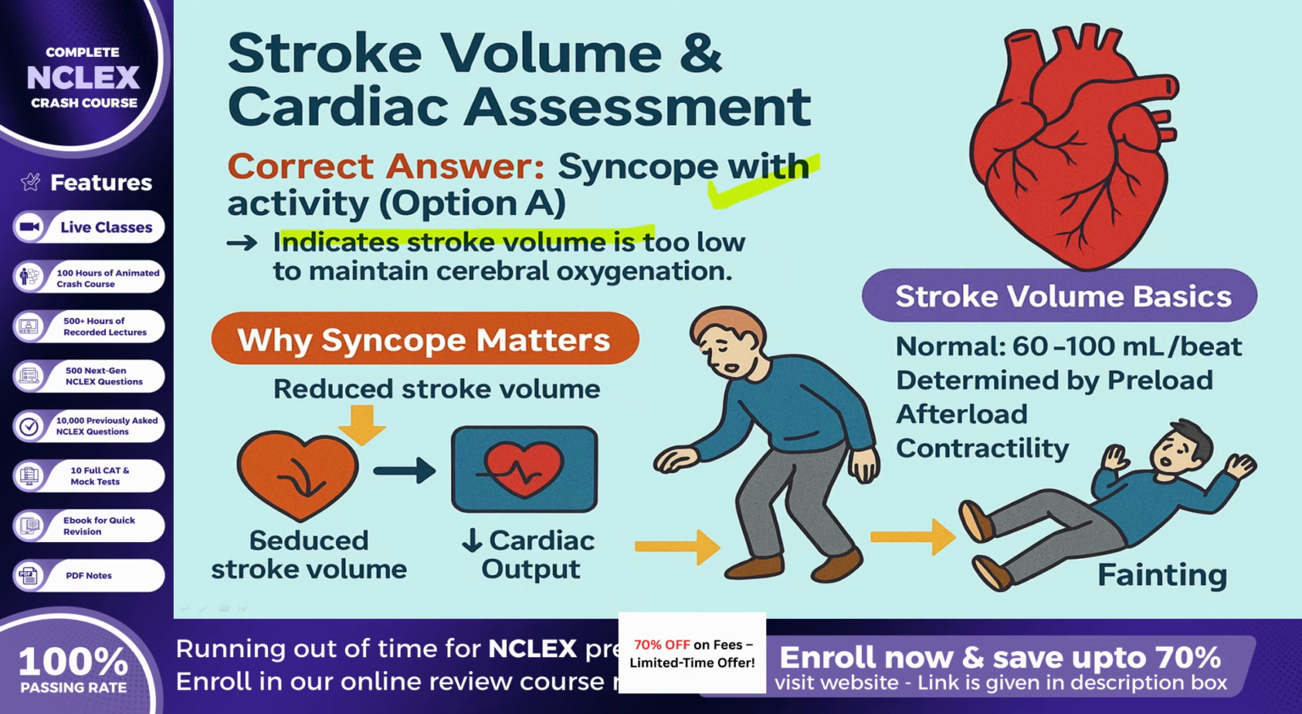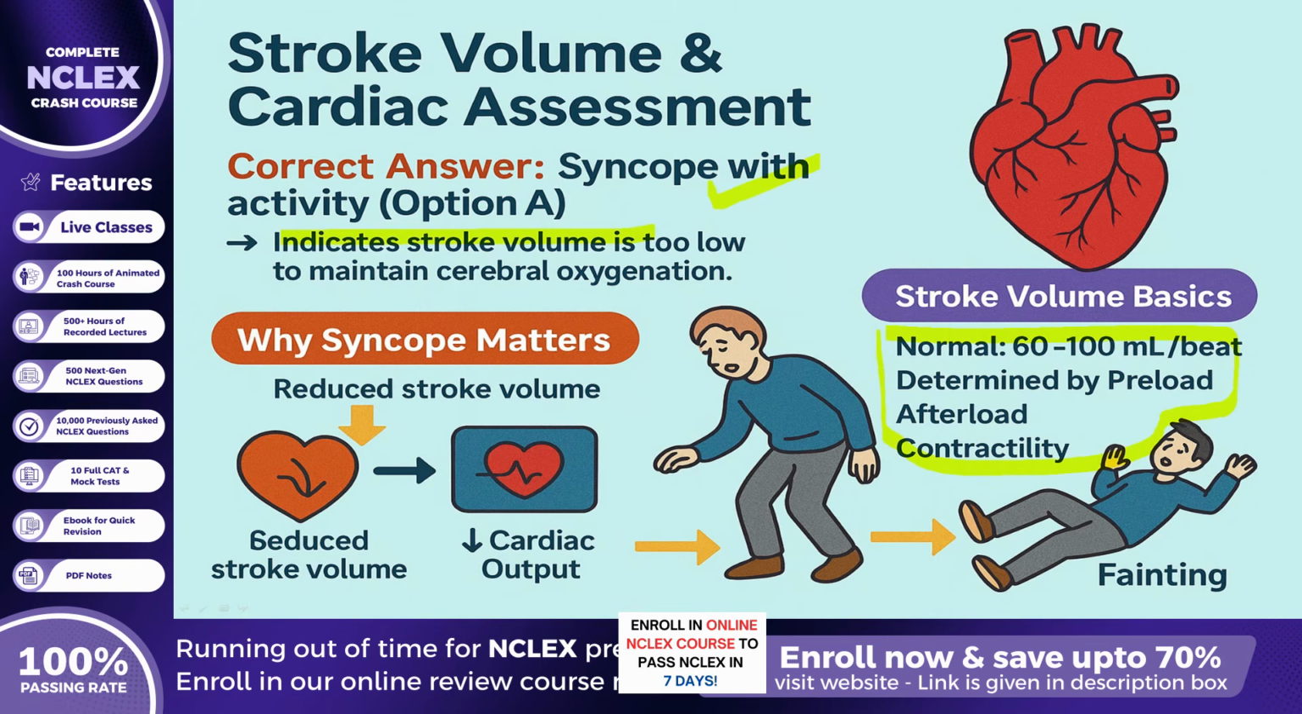When this volume is severely reduced, whether due to impaired filling from diastolic dysfunction, weakened contractility from systolic dysfunction, or obstructive valvular disease, the systemic circulation is deprived of adequate blood. During exertion, when the body requires more oxygen delivery, the inability to increase cardiac output leads to cerebral hypoperfusion and fainting. This is why syncope is such a powerful indicator of compromised stroke volume.